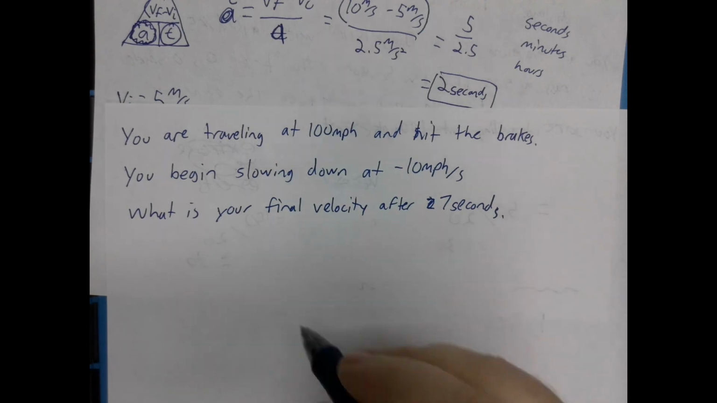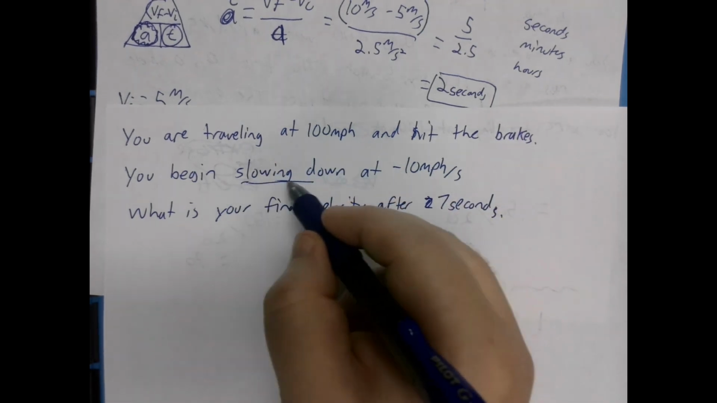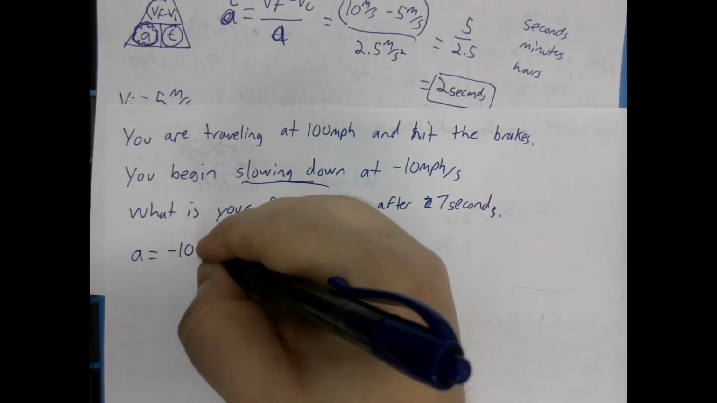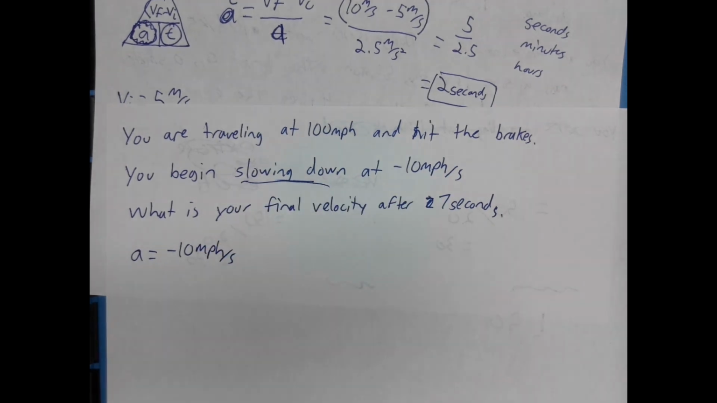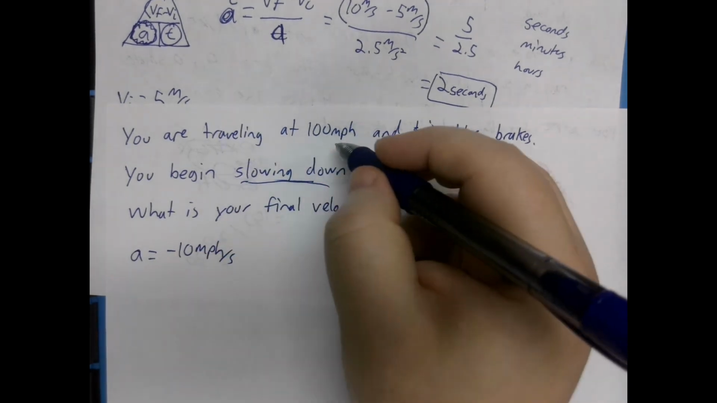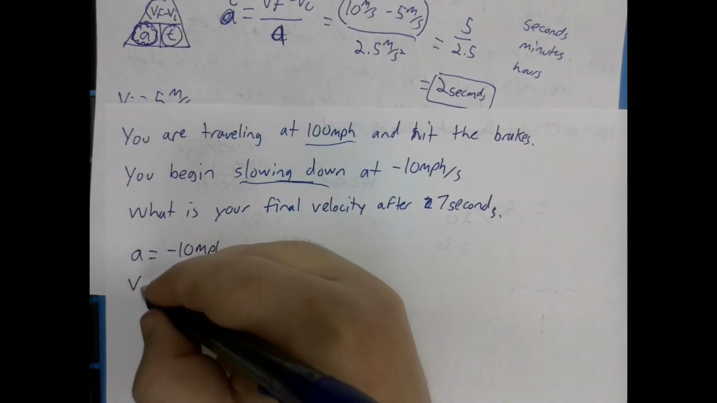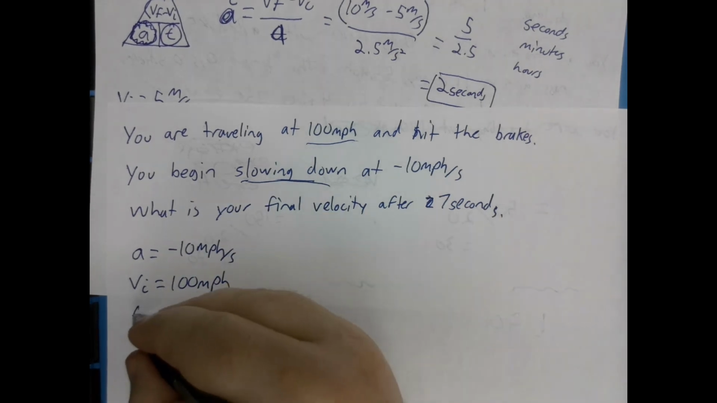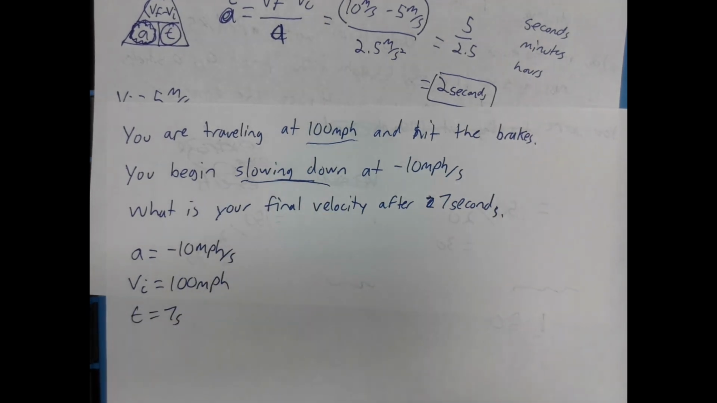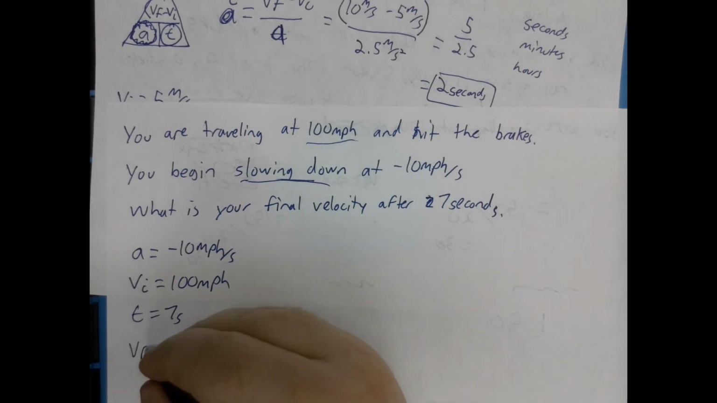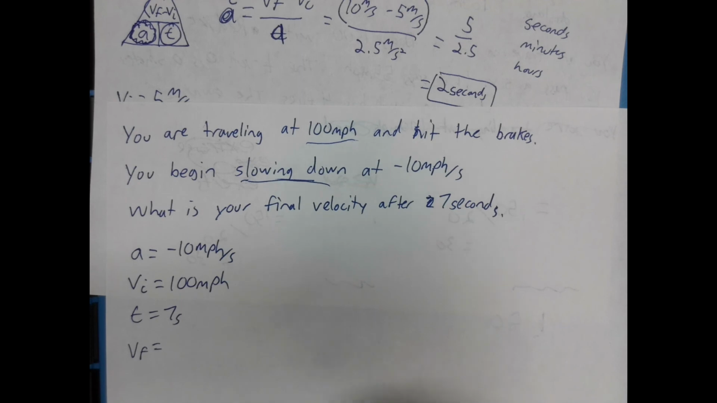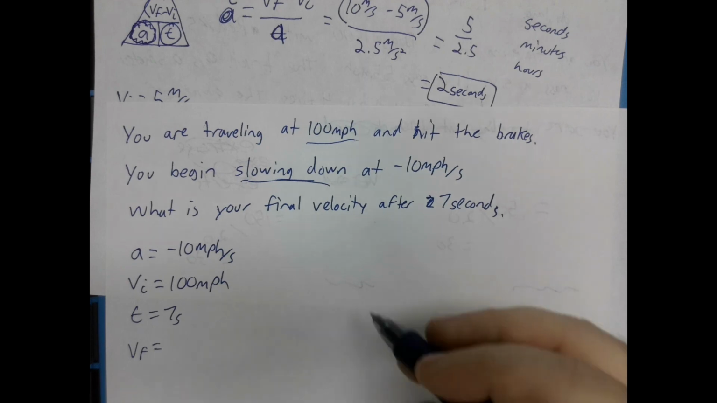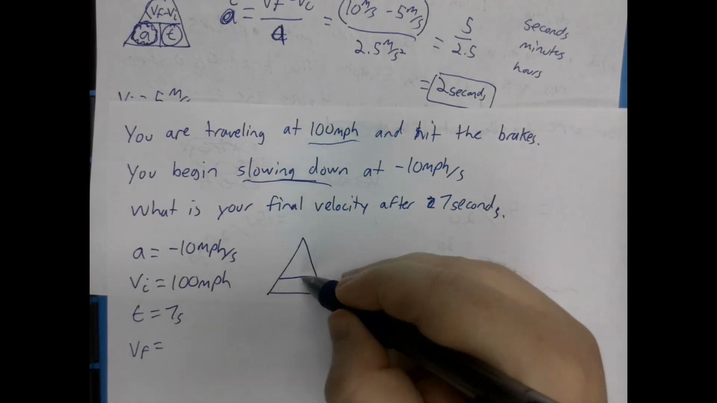So we're trying to solve for final velocity. We're slowing down. Slowing down is acceleration. So our acceleration will be negative 10 miles per hour per second. You are traveling at 100 miles an hour, so that's your initial. We're given 7 seconds. And we're looking for final. So we don't have a triangle for final directly, but we can find out how our speed has changed. So let's solve for change in velocity.